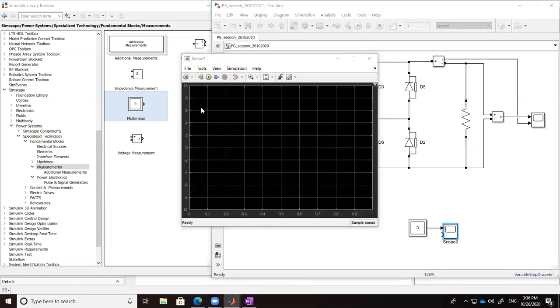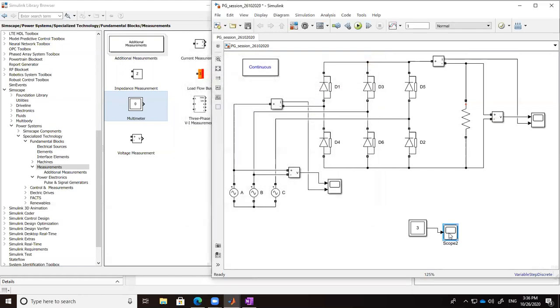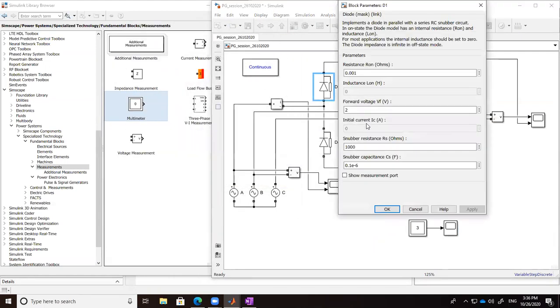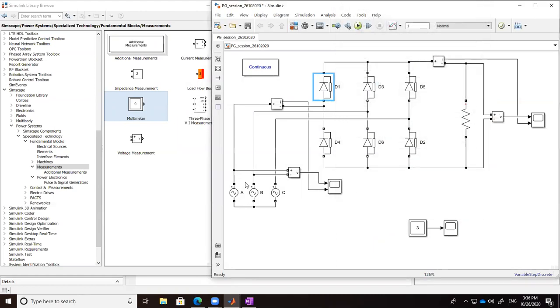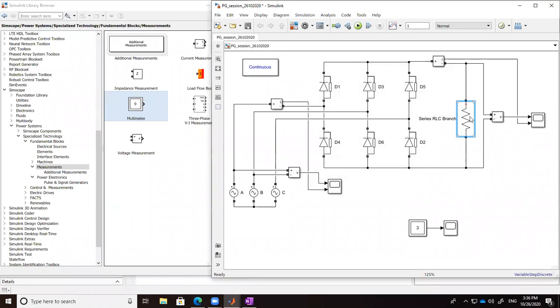one scope. So this is another block called multimeter. In the multimeter, let us say I want to measure the voltage across this, which is not available actually. I want to measure the voltage of source here, or the voltage or current of this. Normally I set it to none, but you can directly measure the voltage or current from that respective block using this multimeter.